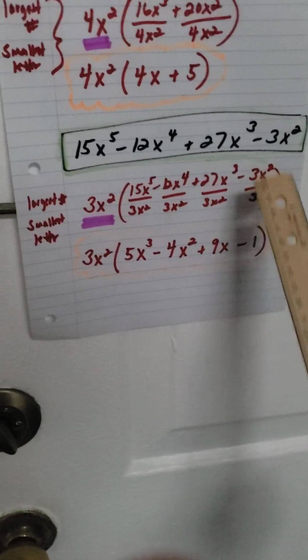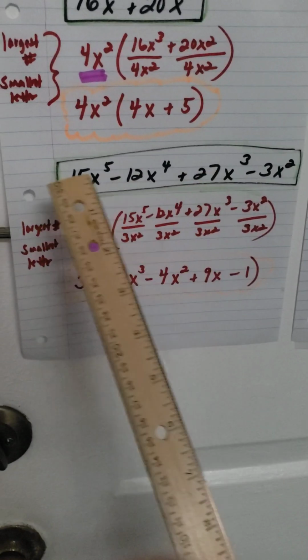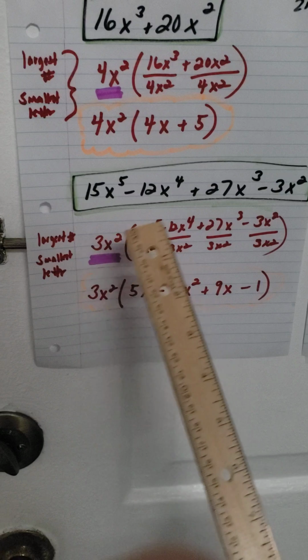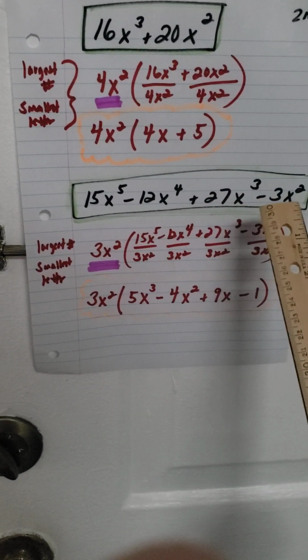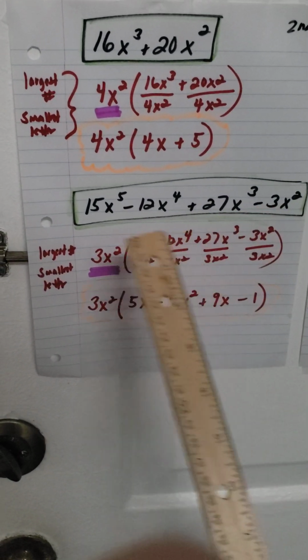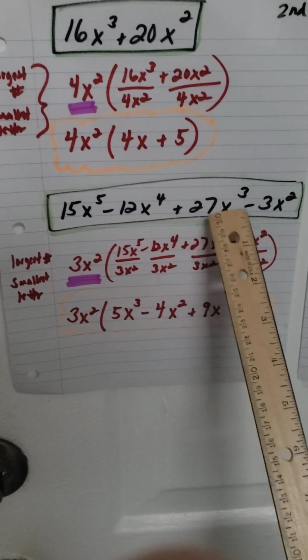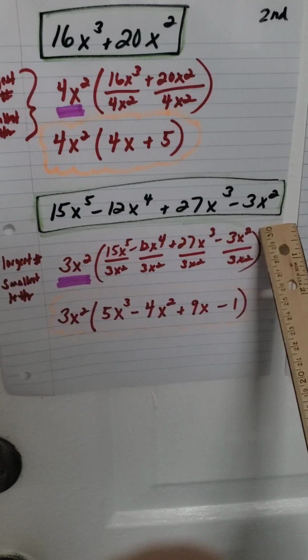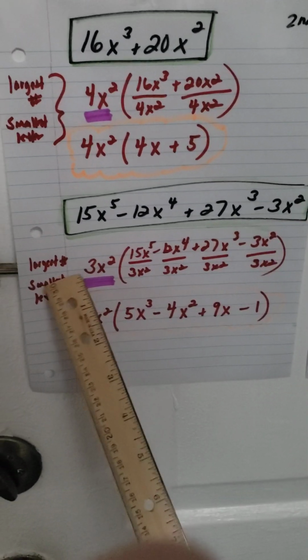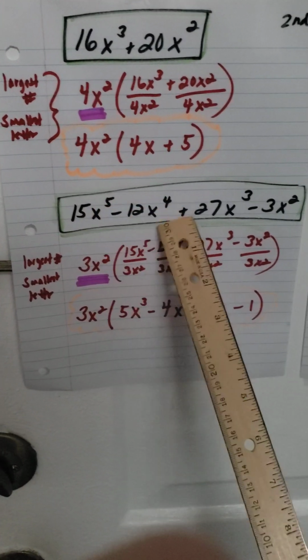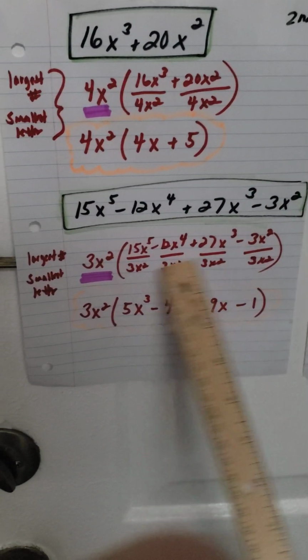So I have to ask myself, hey, is there one number that goes into all of them? Well, yeah, 3. 3 goes into 15, 3 goes into negative 12, it goes into 27, and it goes into itself. They all have the same letter, x to the 5th, x to the 4th, x cubed, x squared. So what's the rule? The largest number, the smallest letter, right? Your choices were 5, 4, 3, 2. The smallest letter is x squared.